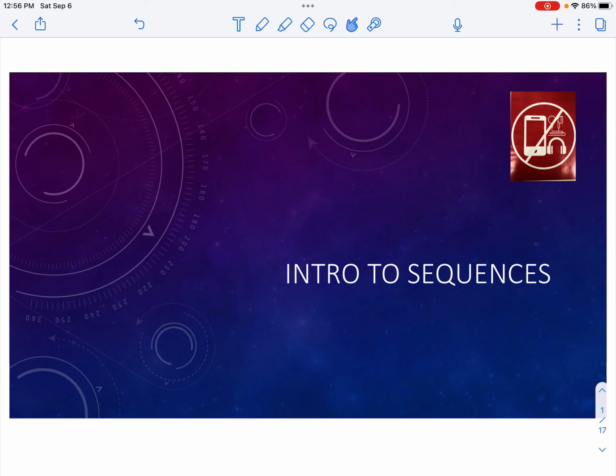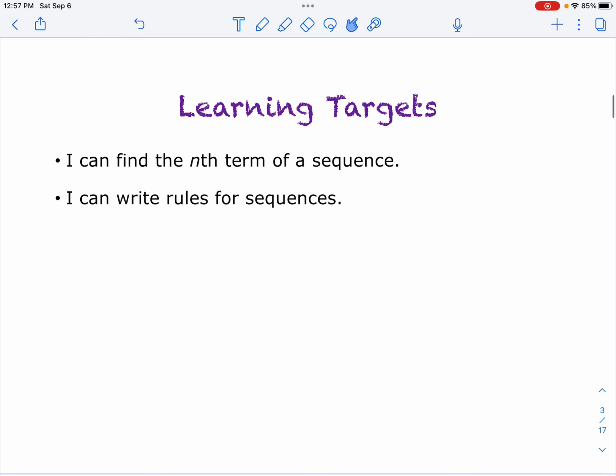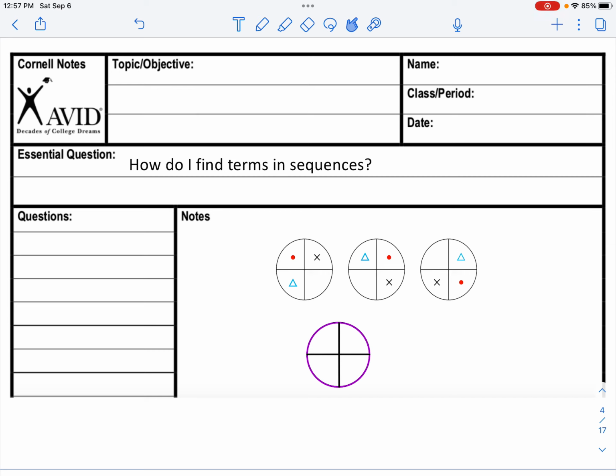Okay, hello. This is an intro to sequences lesson. Okay, what is a sequence? A sequence is just a series of pictures or numbers that have a pattern. So how do we find terms in sequences is really our essential question for this.